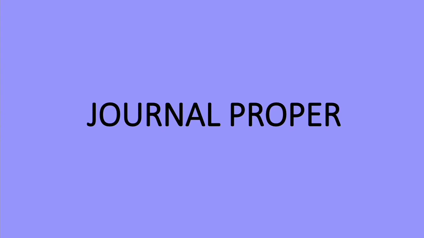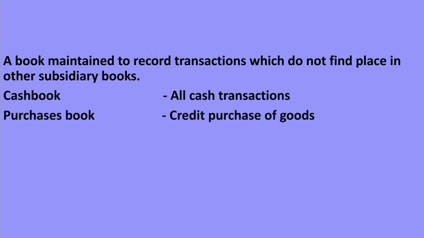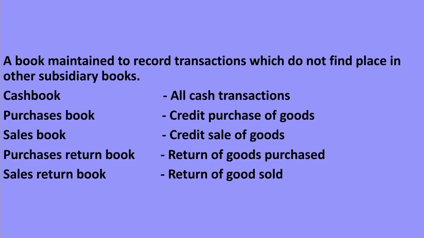Journal Proper. A subsidiary book maintained to record the transactions which do not find place in other subsidiary books. In the cash book, we can record all cash transactions. In purchases book, all credit purchase of goods. In sales book, all credit sale of goods. And we can record the return of goods purchased by the business in the purchases return book and the return of goods sold by the business in the sales return book also. Then the other transactions we can record in the journal proper. The transactions which we cannot record in other subsidiary books.